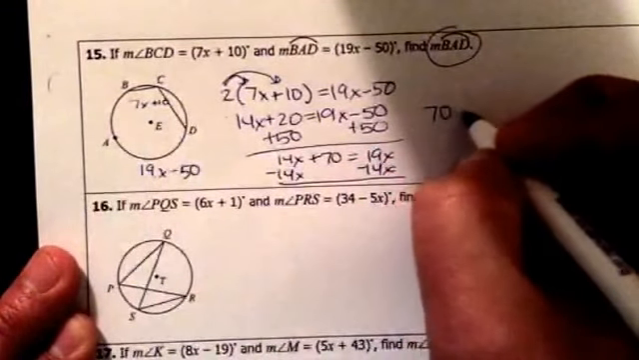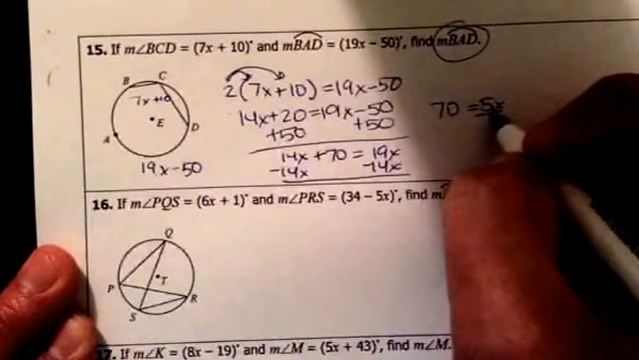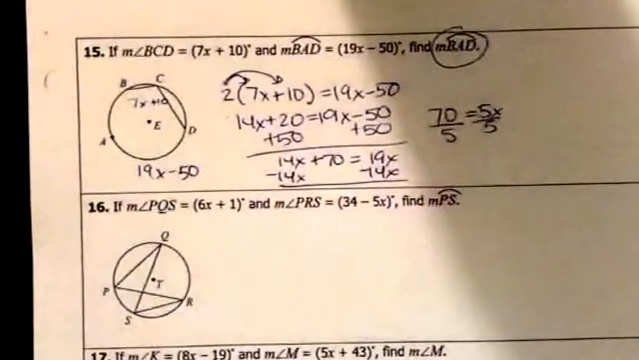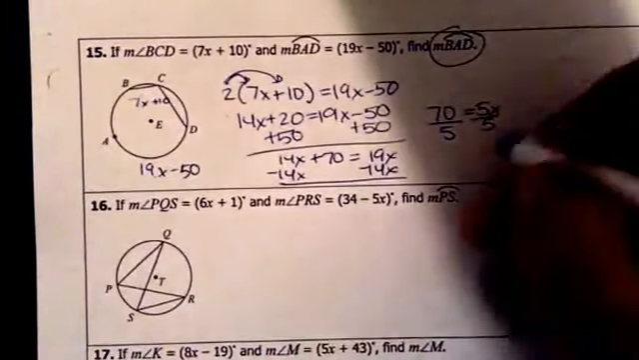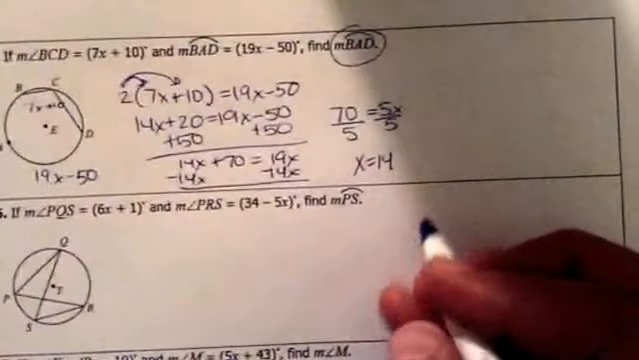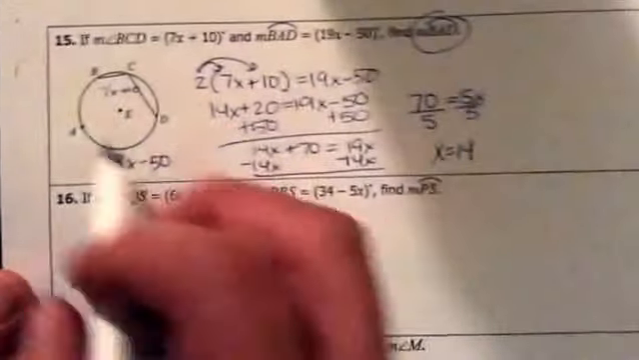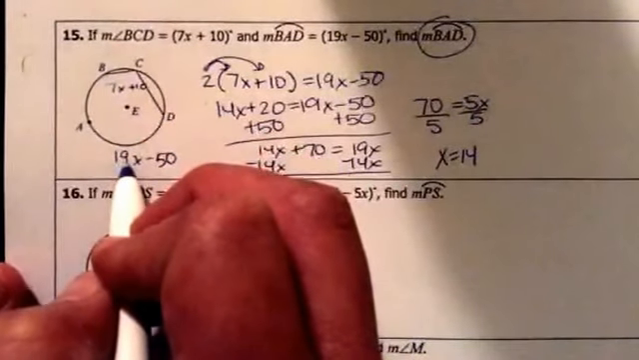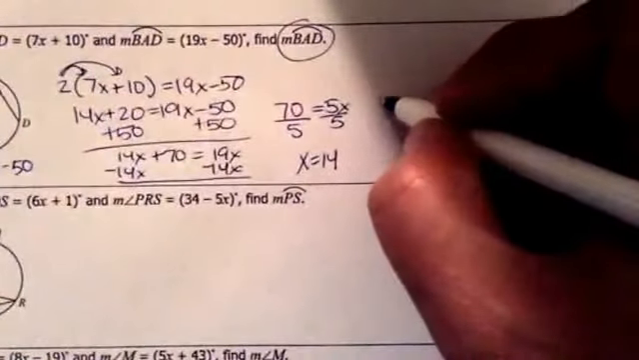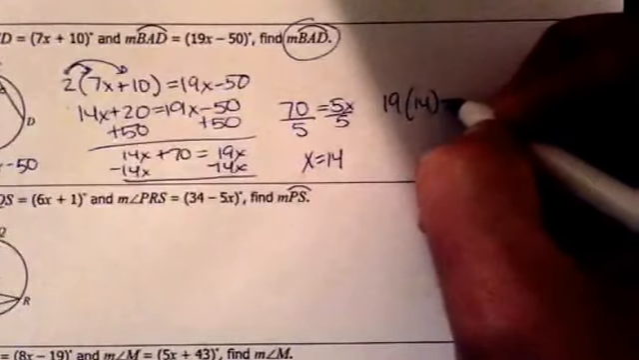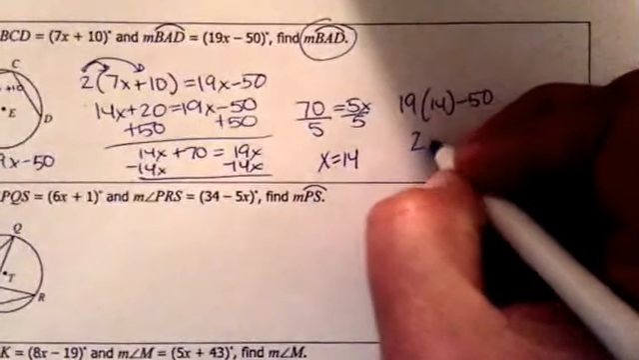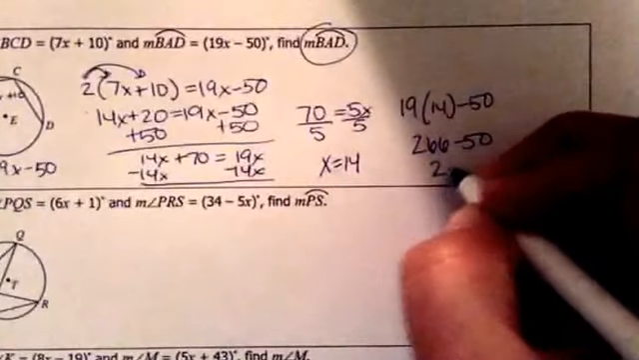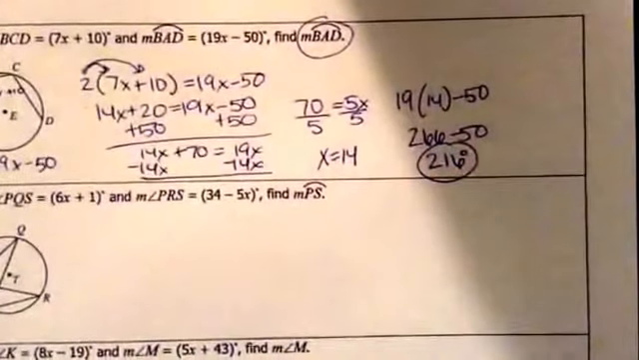So right now I have 70 equals 5x. I divide by 5. And if I do 70 divided by 5, that gets me 14. You have to remember that we are not looking for x, we're looking for arc BAD. Arc BAD is represented by this expression 19x minus 50. So I have to go 19 times 14 minus 50. If I do 19 times 14, that is 266 minus 50, which brings me to 216 degrees.